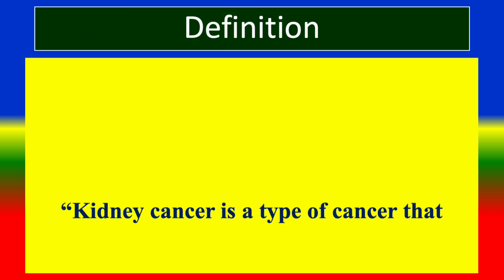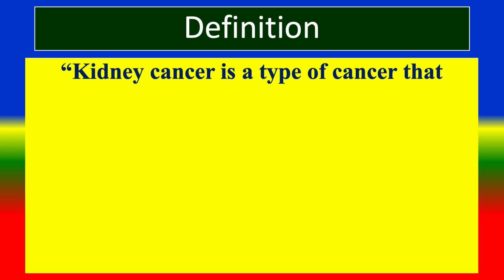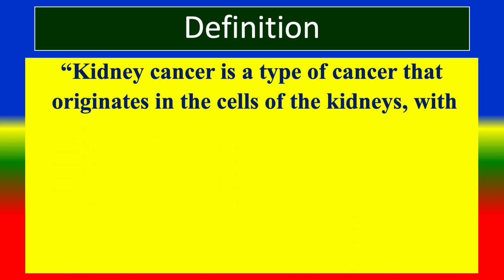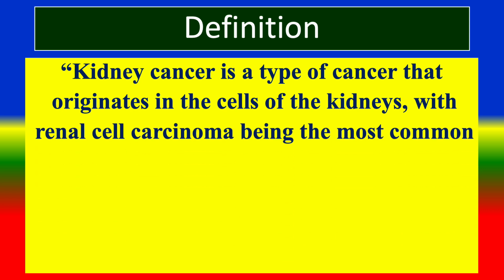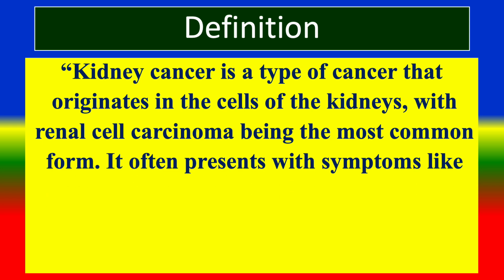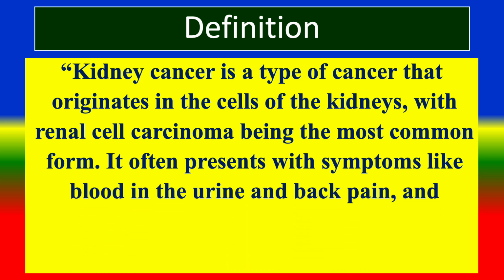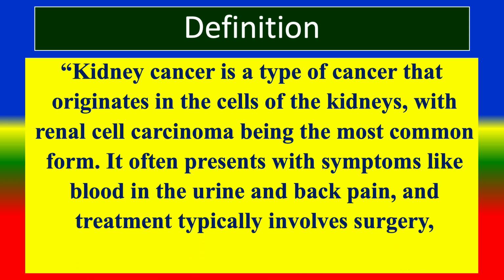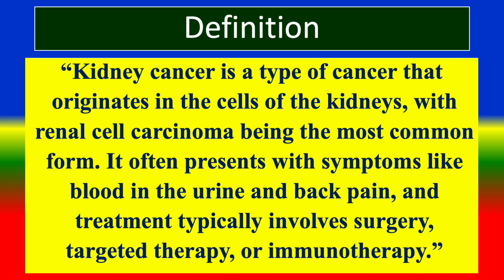A definition: kidney cancer is a type of cancer that originates in the cells of the kidneys, with renal cell carcinoma being the most common form. It often presents with symptoms like blood in the urine and back pain, and treatment typically involves surgery, targeted therapy, or immunotherapy.